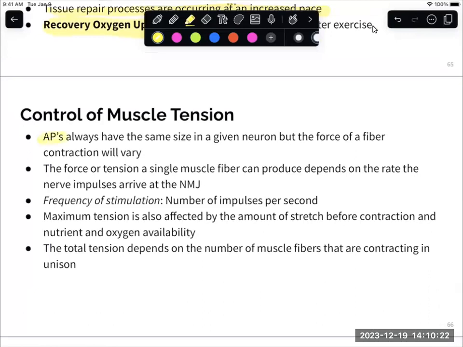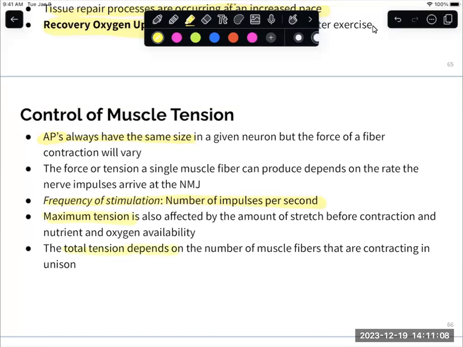So action potentials are always the same. The action potentials are the same every time it tells that muscle to contract. But what if we want a stronger contraction? If we want a stronger contraction, we need to increase the frequency or the number of impulses sent from that nerve to that muscle cell. This is the way to get a maximum tension within that muscle.